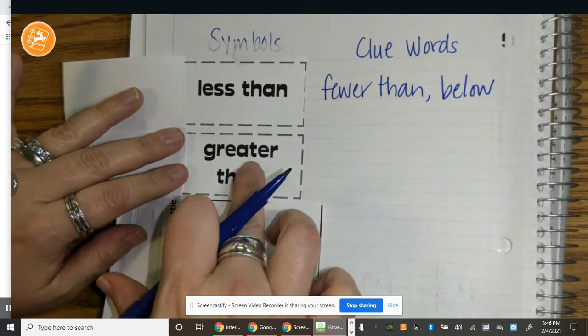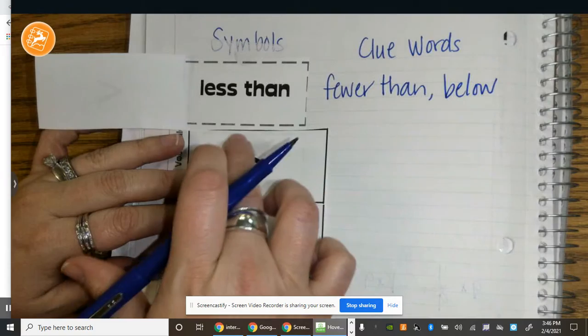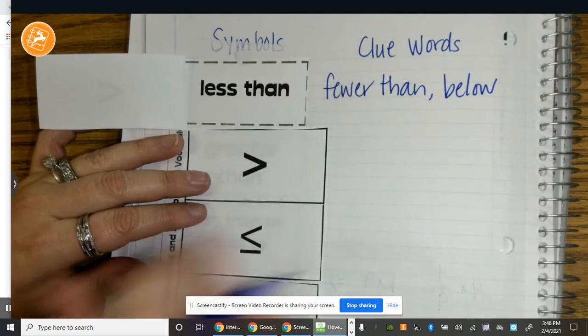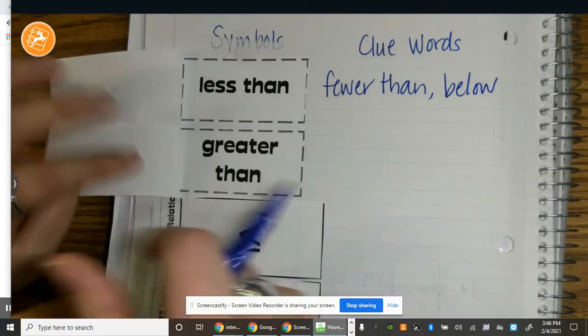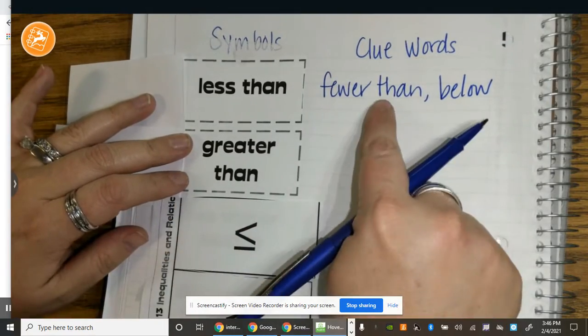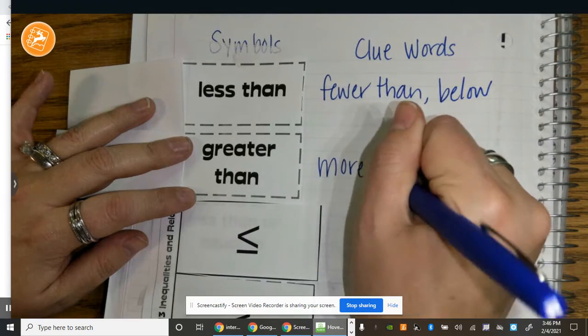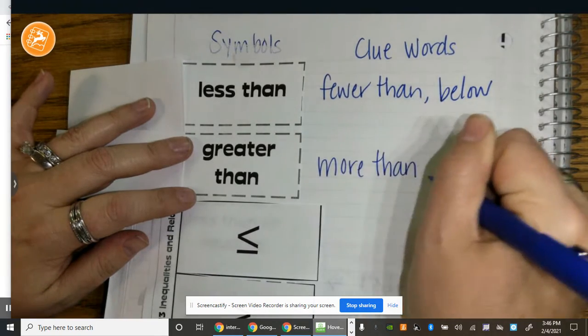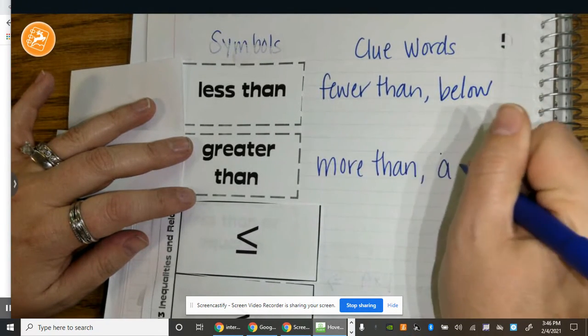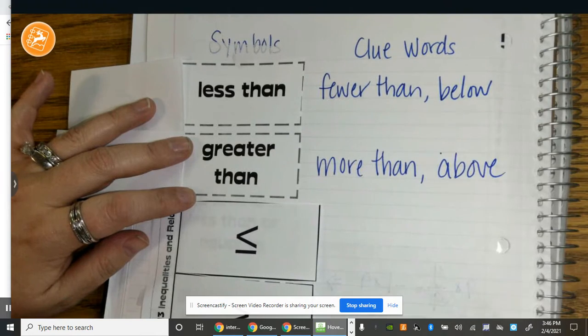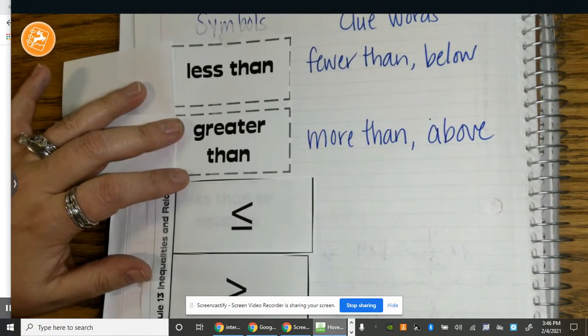The opposite is greater than, and if I just added a line, it would look like a G, or a semicircle would look like a G. So instead of fewer than, it's the opposite, so this would be more than. And instead of below, it would be above. Those are some clue words that also mean greater than.